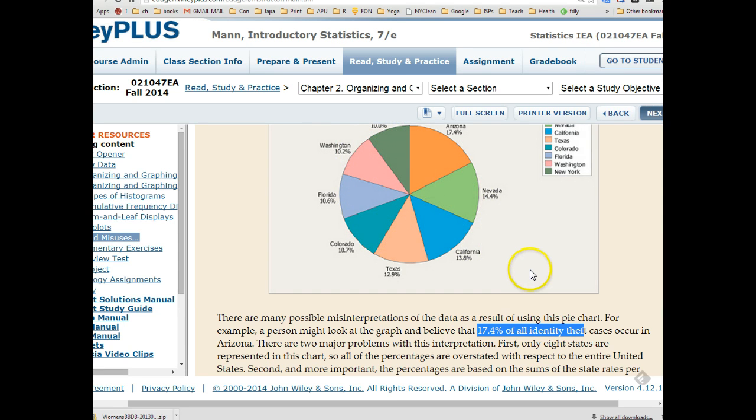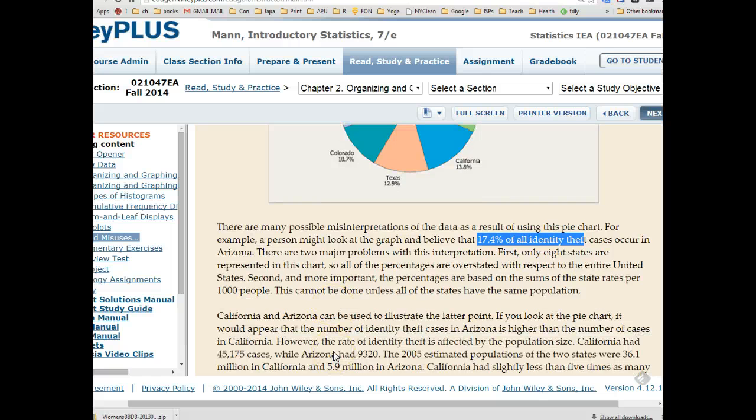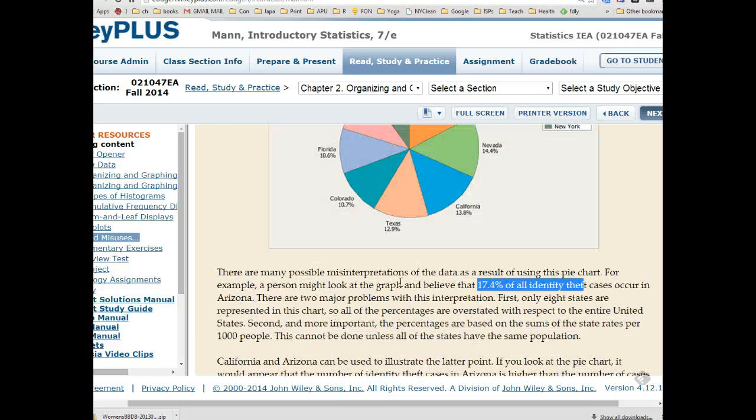So that's one thing. First, only 8 states are represented in this chart, so all of the percentages are overstated with respect to the entire United States, right? Second, and more important, the percentages are based on the sums of the state rates per 1,000 people. This cannot be done unless all the states have the same population. So that's another issue. Anyway, so the point is, there's lots of ways to misread charts. Okay?